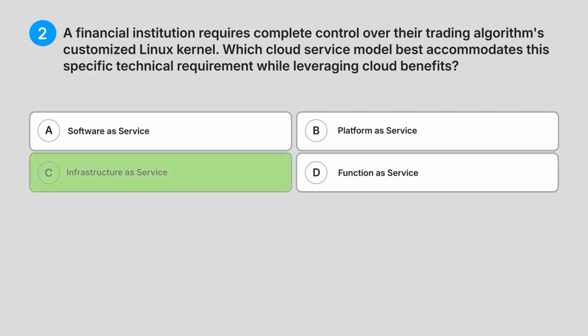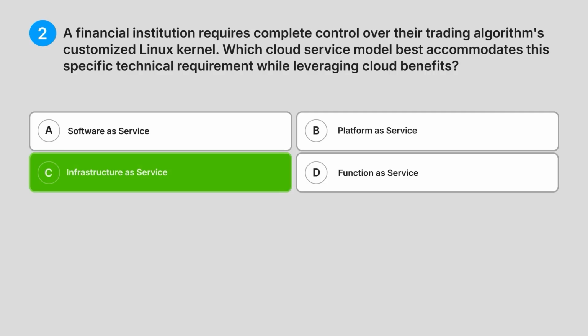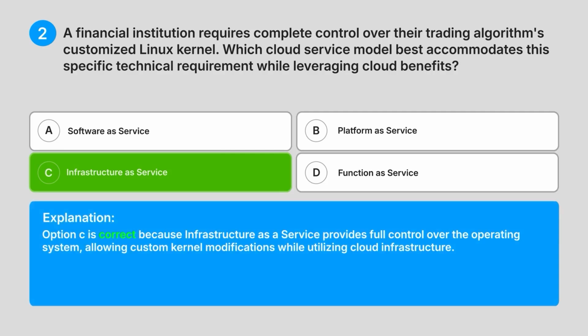Correct answer, C. Infrastructure as a service. Explanation: option C is correct because infrastructure as a service provides full control over the operating system, allowing custom kernel modifications while utilizing cloud infrastructure.